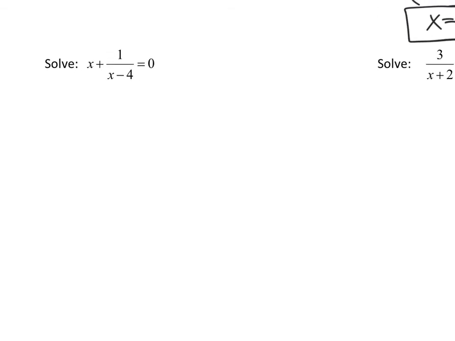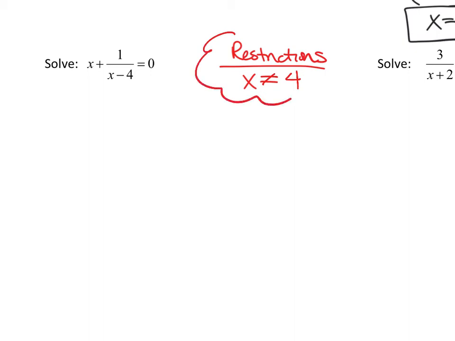The first thing I'll need to do always is, if there is something to factor in your denominator, go ahead and factor it. There is nothing in this one I'm going to need to factor, so I start off by looking at my restrictions. And the restrictions, again, are just the denominators cannot equal 0. So we know that x minus 4 cannot equal 0, which means we know that x cannot equal 4. And that's my only restriction for this one.